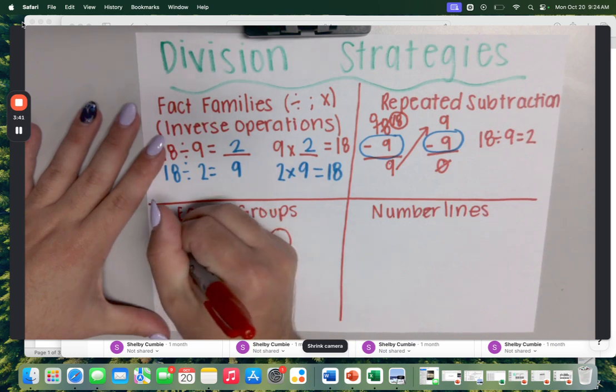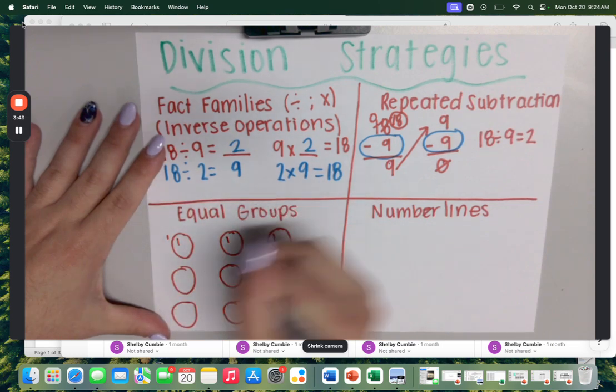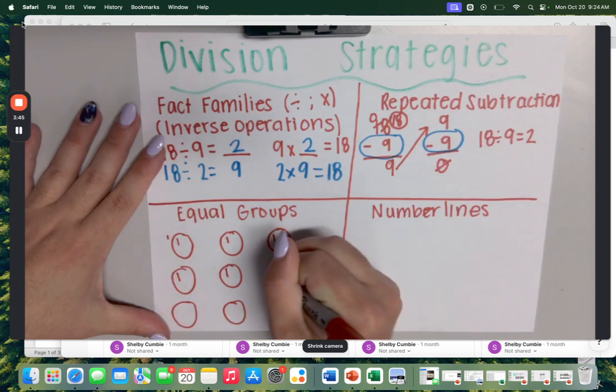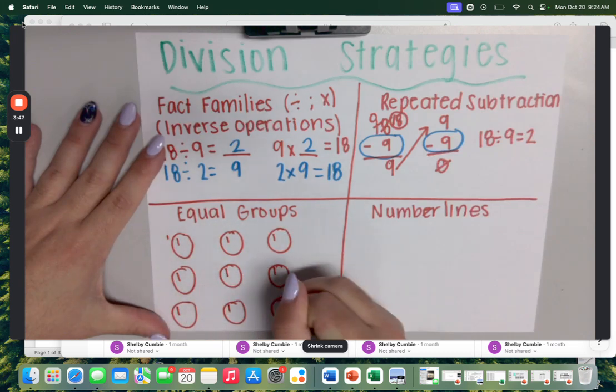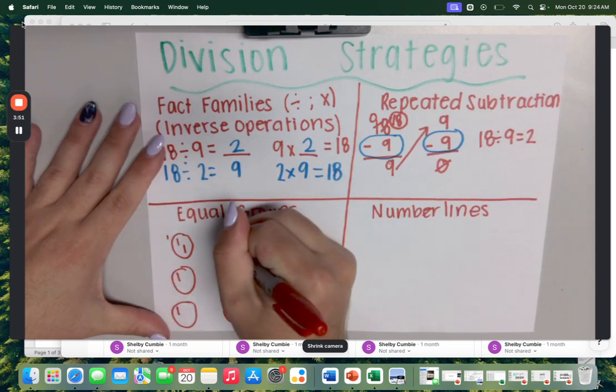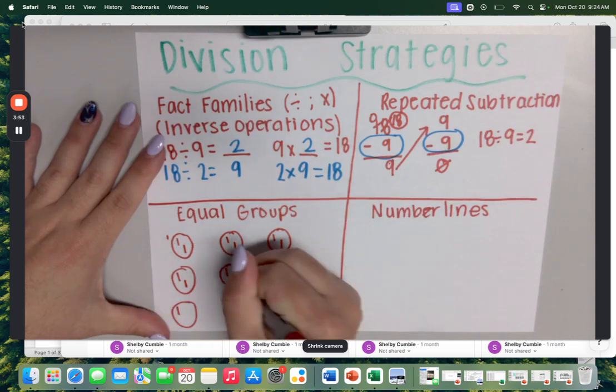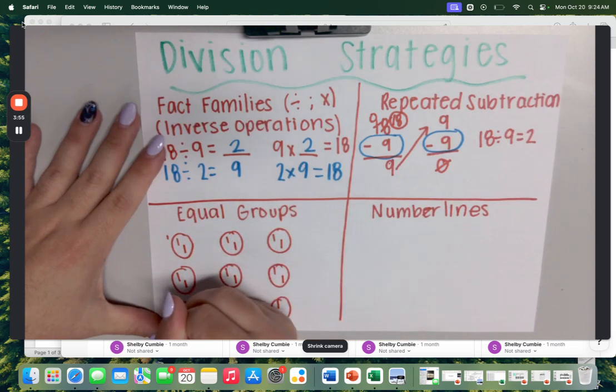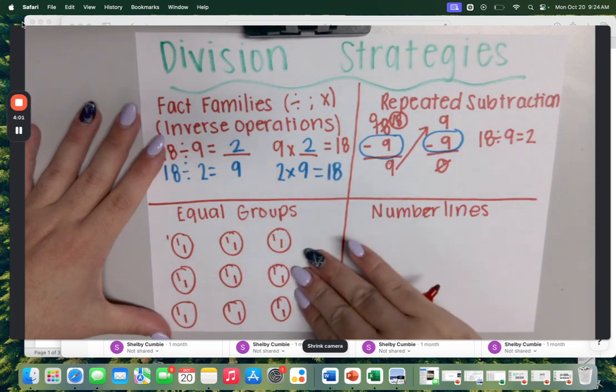So I would do 1, 2, 3, 4, 5, 6, 7, 8, 9. Now I'm going to start over. 10, 11, 12, 13, 14, 15, 16, 17, 18. And with this, now I've hit 18. I don't have any left.